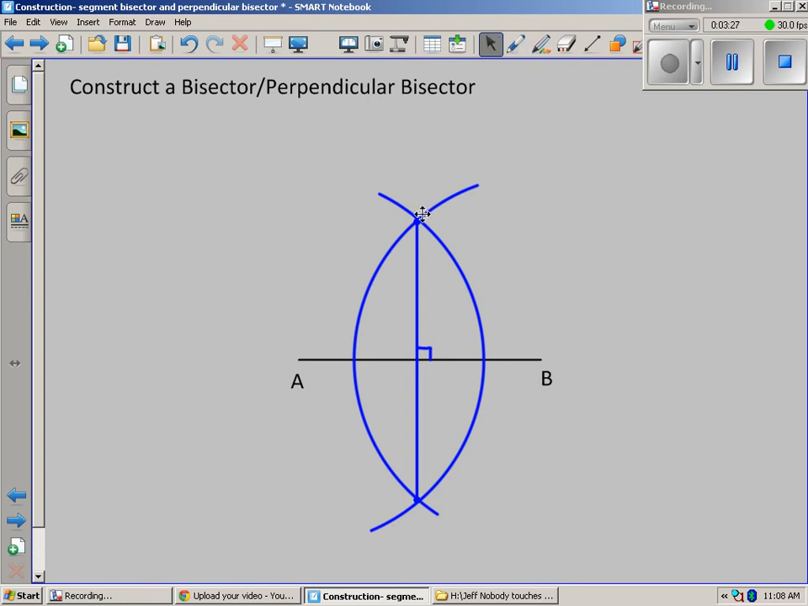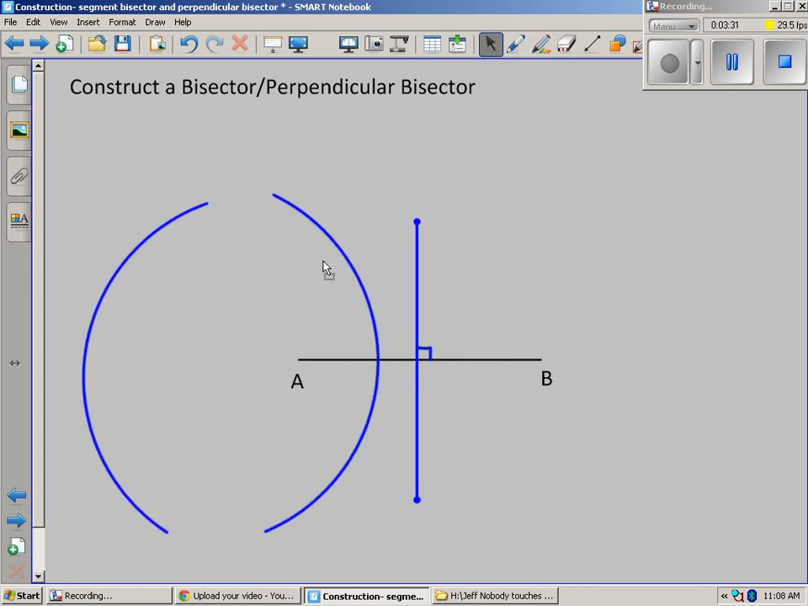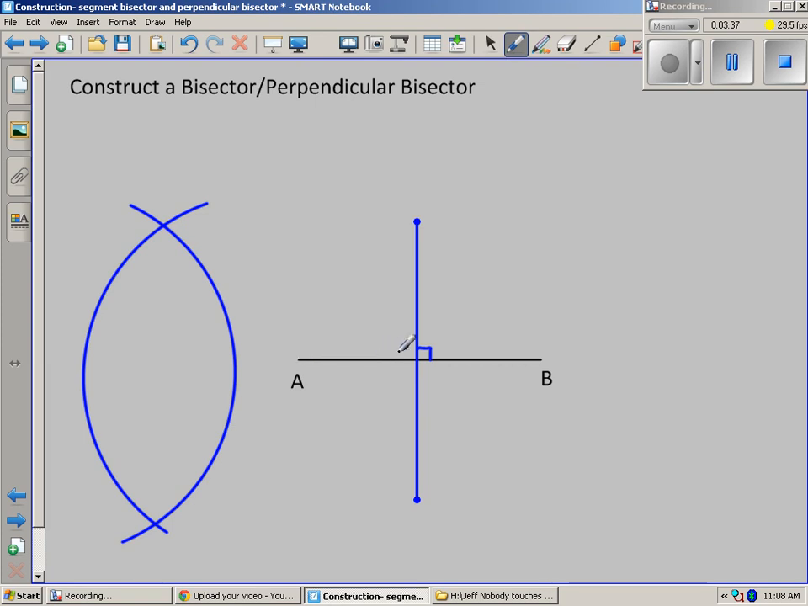If I move these arcs out of the way, just to move them out of the problem so you can see it, you can see that now from A to what we'll call M, which is the midpoint, is congruent to M to B. So I could write AM is congruent to MB. And so this is how we find perpendicular bisectors and segment bisectors through constructions.